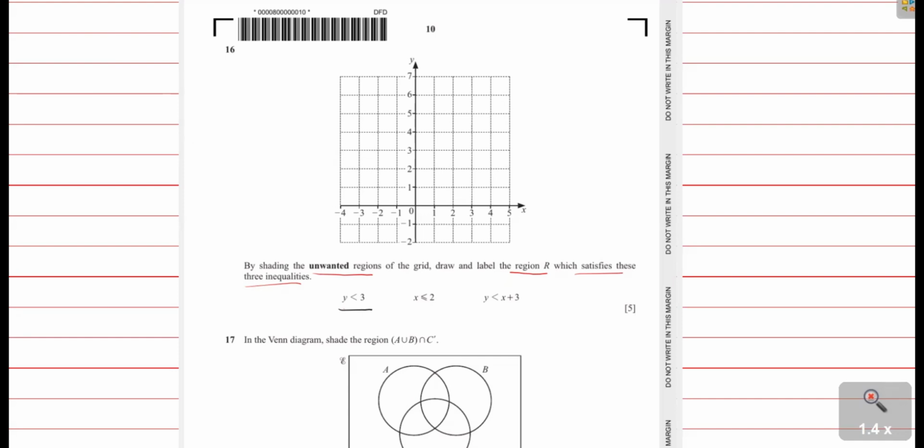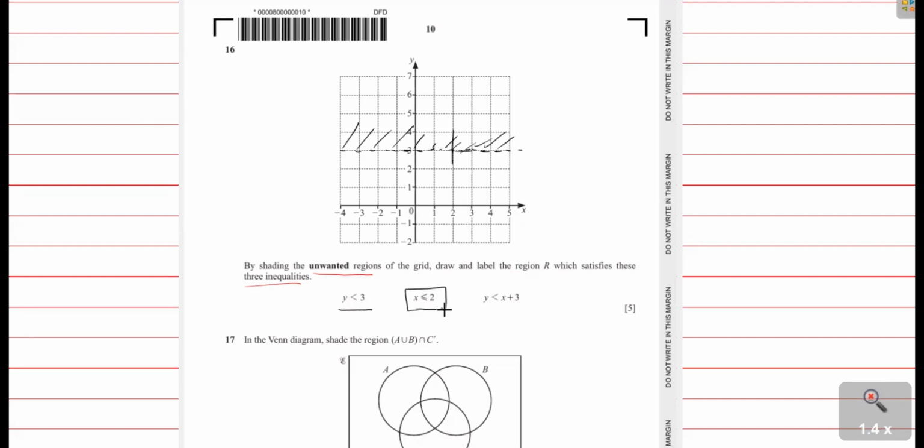To draw the dotted line, here this is the dotted line parallel to the x-axis and passes through the y-axis at 3, and this dotted line is for y is less than 3, and the region will be the downward region, unwanted region. Therefore, we will shade upward, and this is the downward region for the inequality y less than 3.